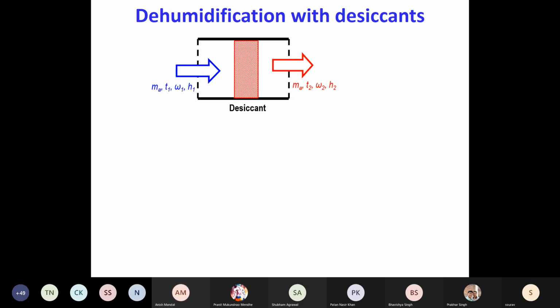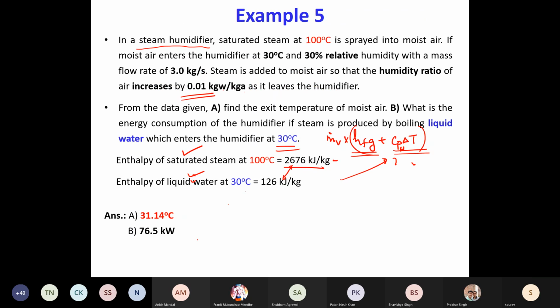Sir, for the previous question, the last part, the liquid water enters at 30 degrees Celsius. Means at first we have to multiply m_v dot into Cp delta T, the enthalpy difference between 100 and 30. And sir, do we also need to add the latent heat at 100 degrees? Yes. So finally, what you get is a saturated steam state. So this is what you should do.